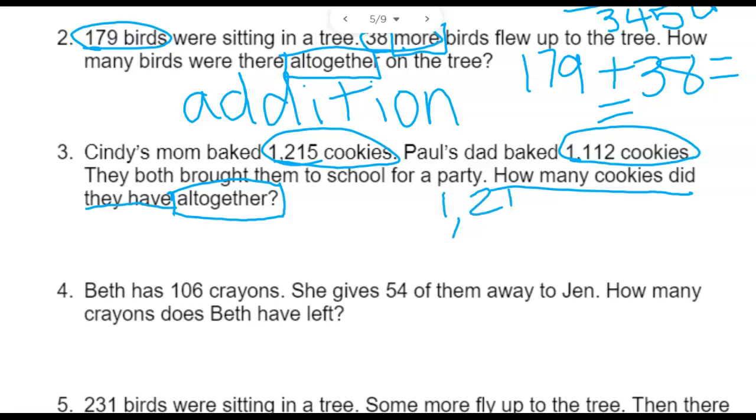And that's 1,215 plus 1,112. Write that out. And we'll add it up starting with the ones place. 5 plus 2 is 7. 1 plus 1 is 2. 2 plus 1 is 3. And 1 plus 1 is 2. Add my comma between my thousands and hundreds.